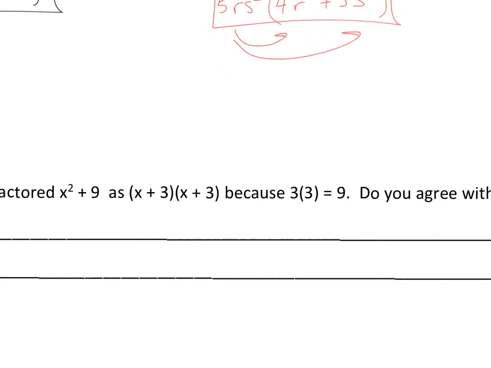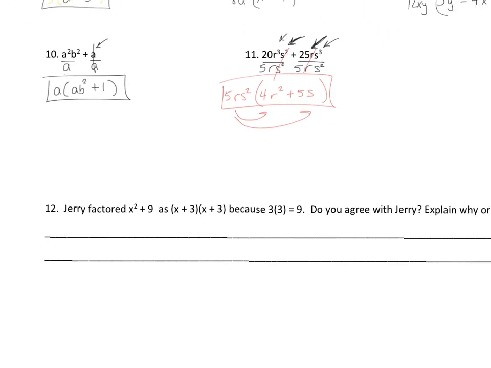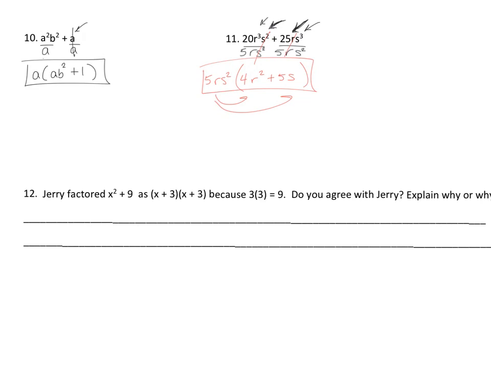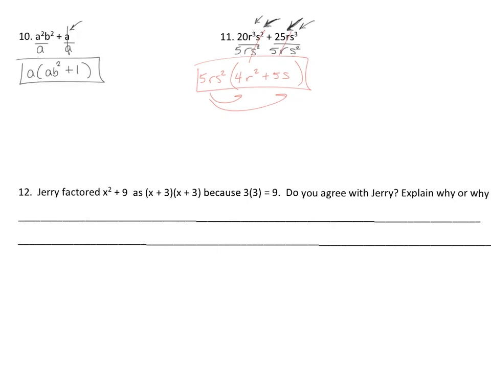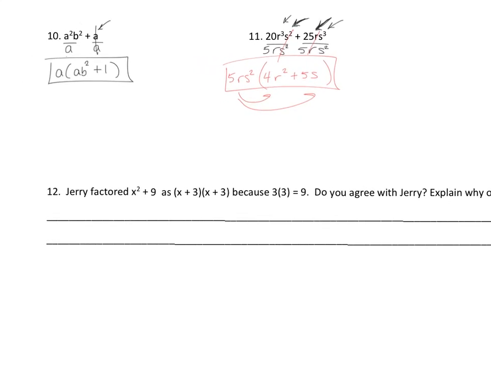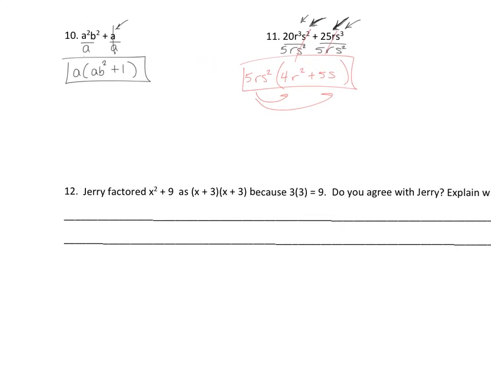Last question of this lesson. It says Jerry factored x squared plus 9 as x plus 3 times x plus 3, because 3 times 3 is 9. Do you agree with him? Why or why not? Now, with this whole lesson, we should say disagree, because this is in dots. There's a plus sign here, okay? And since there's a plus sign here, it's not going to factor into this. Seems like it, because we know that 3 times 3 is 9, and x times x is x squared.